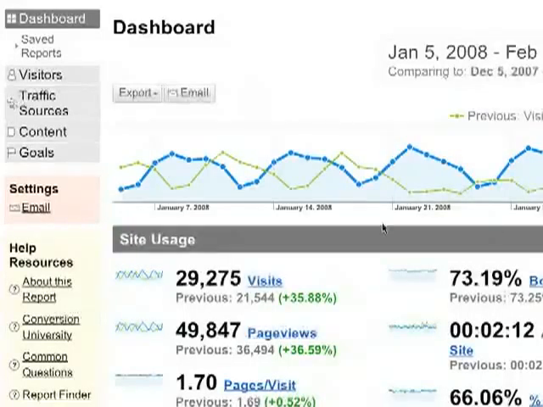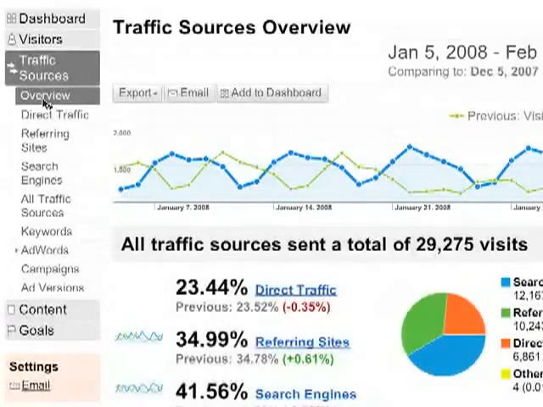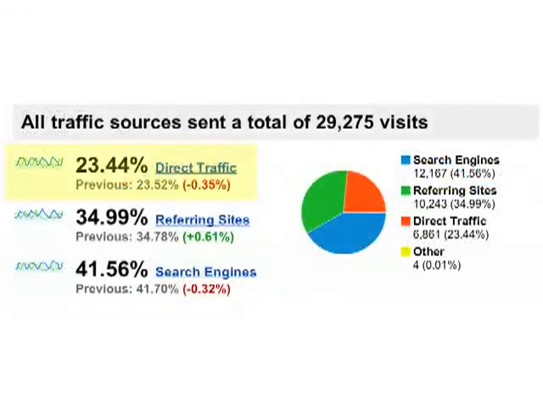Take a look at the traffic sources overview to see how people arrived at your site. Direct traffic includes the people who typed in your website URL or who clicked on a bookmark. Some people call this default traffic or ambient traffic.